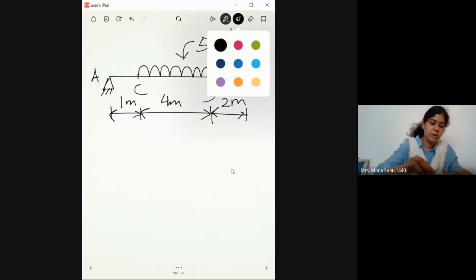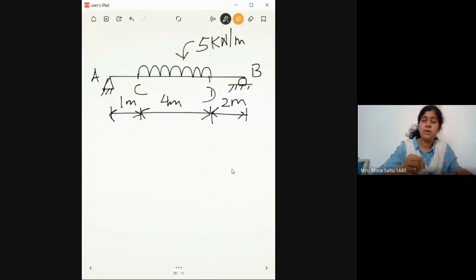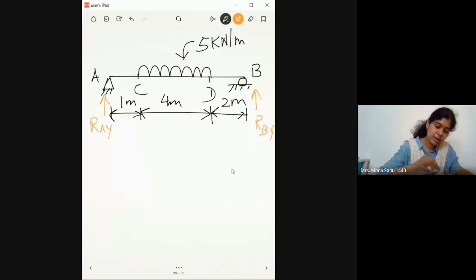Okay, so since the uniformly distributed load is a downward force, there will be a force here, RAY, a vertical force. Then here it's a roller support. This will be RBY. And there will also be a horizontal force, since it's a hinge support, so it will have 2 reaction forces. I'm going to name them AX in the X direction and AY in the Y direction. Are you guys clear till now?